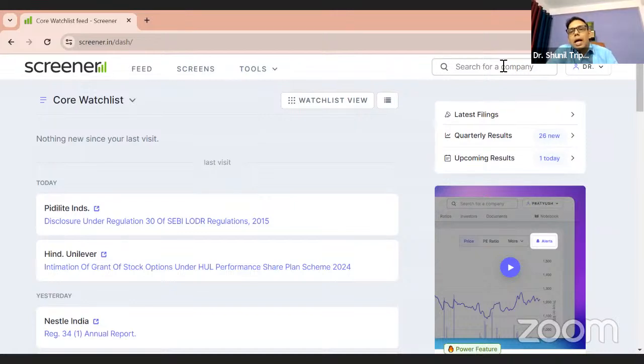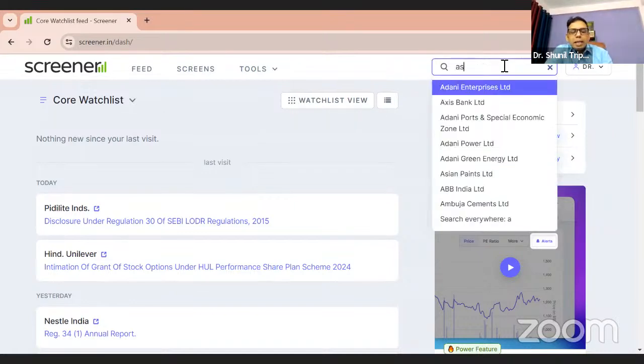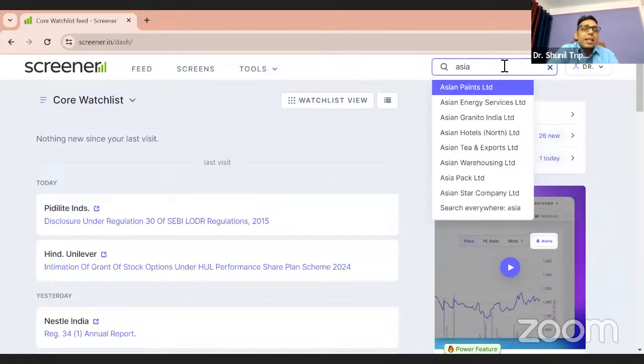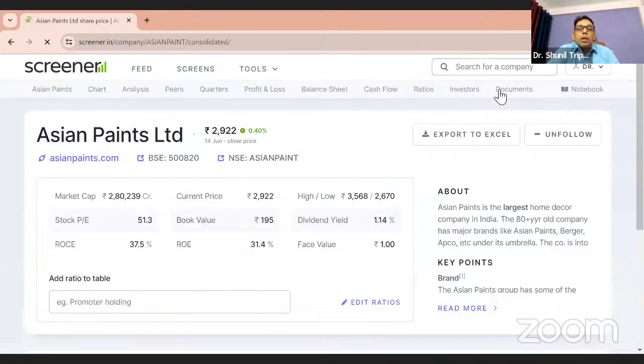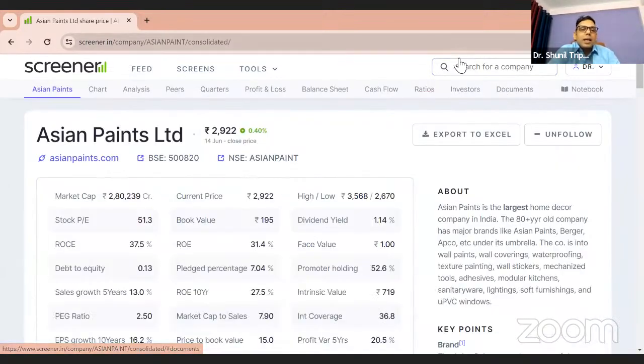Now, I am going for a company called Asian Paints. It is not a recommendation at all. I'm using a company; it can be any XYZ company. Then you will have the data like this in front of you.